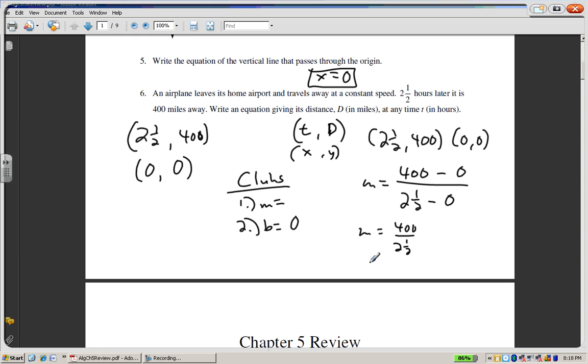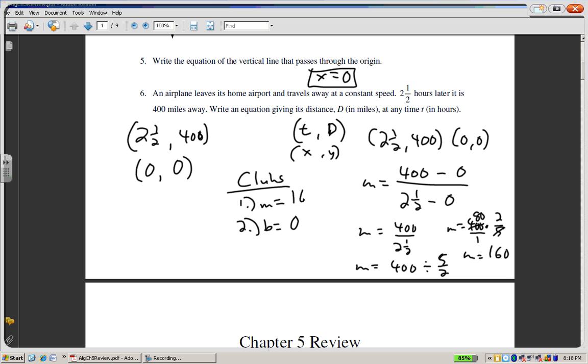For this, I'm going to change it to the old school division symbol, and then 2 times 2 is 4 plus 1 is 5, so this is 5 halves. I'm going to change, flip, rationalize the 400, and 5 goes into 400, 5 goes into 40 8 times with the 0 behind. 80 times 2 is going to be 160. So my slope is going to be 160. I'm guessing miles an hour here.